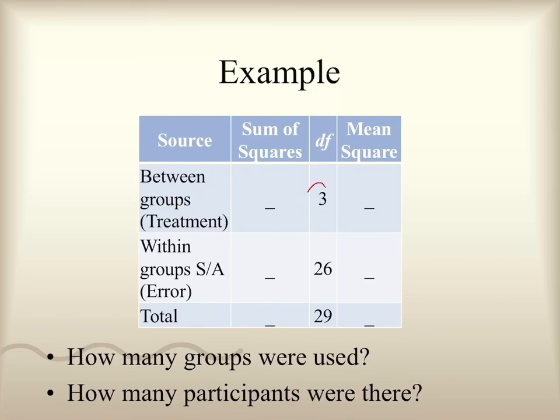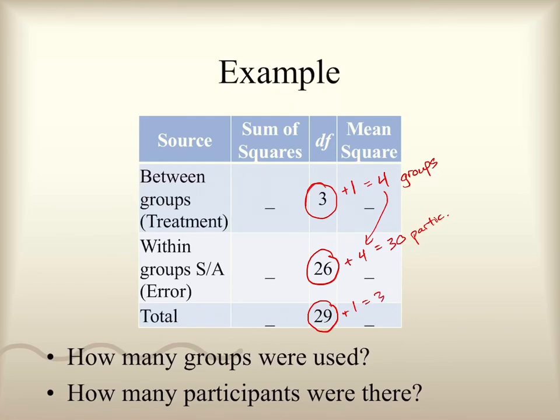Okay, to find the number of groups, we take the degrees of freedom between and we simply add 1. What we find is there were 4 groups. To find the number of participants, there's 2 ways of doing that. One of them is to take the degrees of freedom within and add the number of groups, 4, which gives us 30 participants. The other way to do that is to take the degrees of freedom total and simply add 1, which also gives us 30 participants.